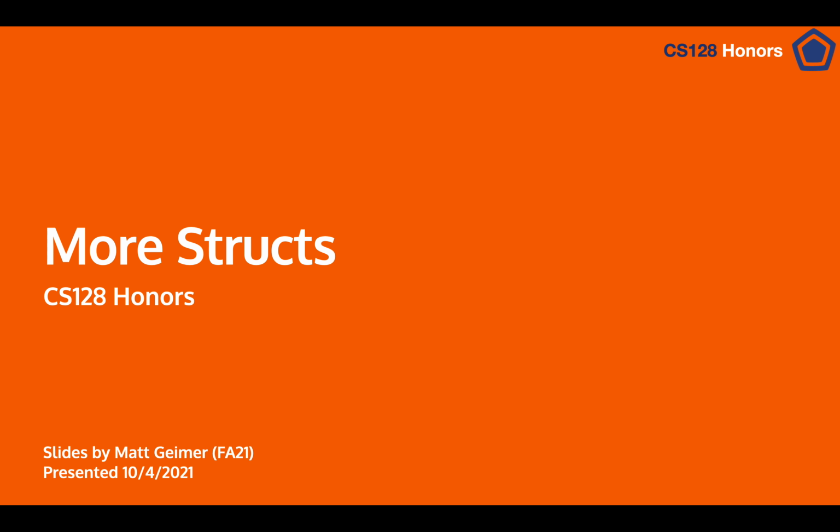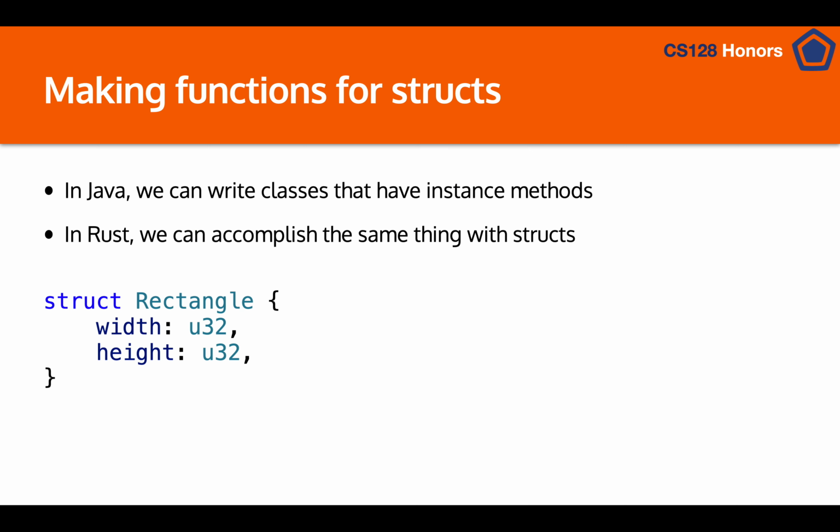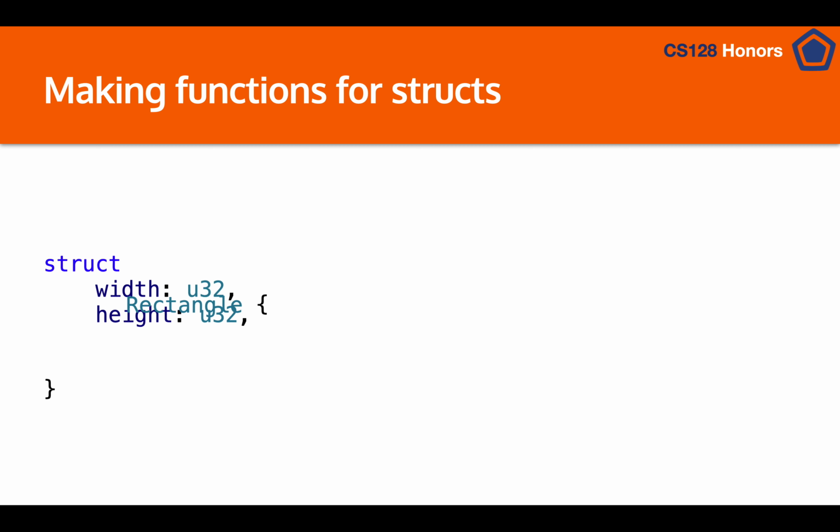In this lesson video, we'll be talking about structs and how we can add functions to them. So, in Java, we're able to write classes, and then inside those classes, we have instance methods, right? Well, in Rust, we can accomplish the same thing with structs. For the rest of this lesson, I'll be using this rectangle struct to get my point across. As you can see here, we have a width and a height for that rectangle, and those two values are 32-bit unsigned integers.